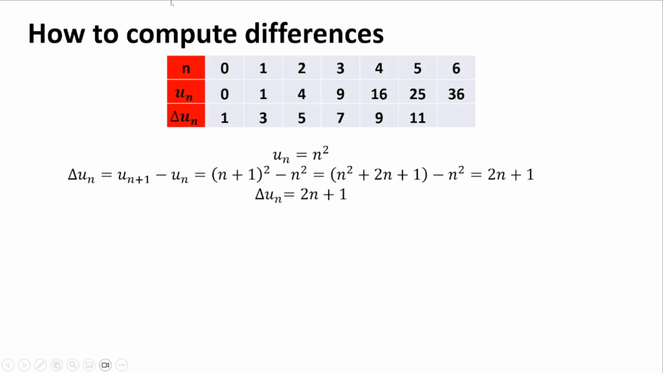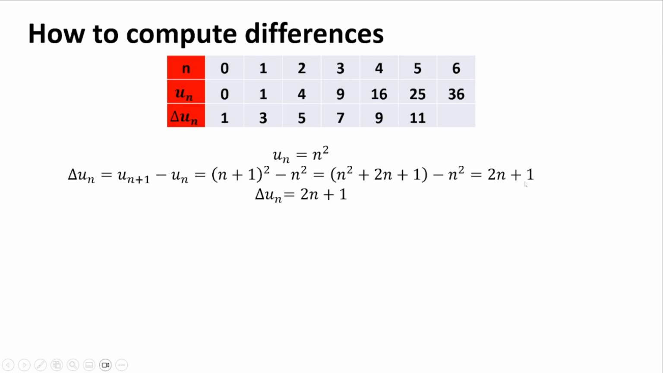Now we will compute the difference for a quadratic function. u of n equals n squared. We compute the difference as follows. We take u_{n+1} minus u_n. u_{n+1} is n plus 1, which is the input, squared, minus n squared, equals, if we open the bracket, n squared plus 2n plus 1 minus n squared, which is equal to 2n plus 1.